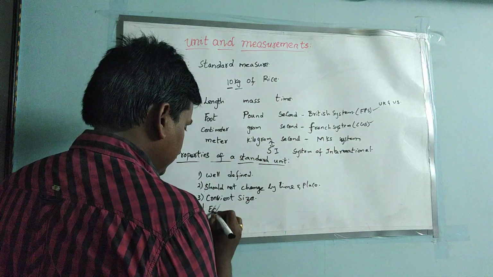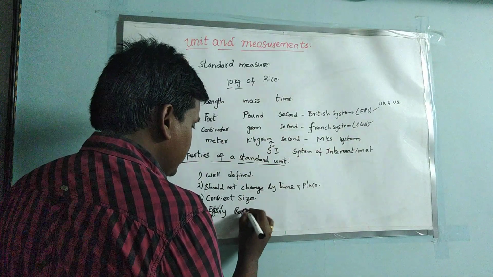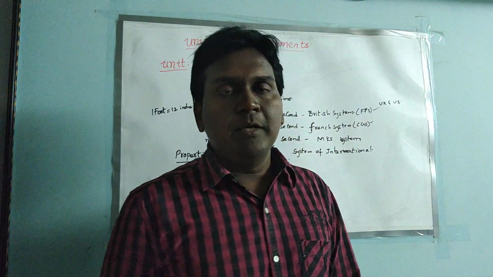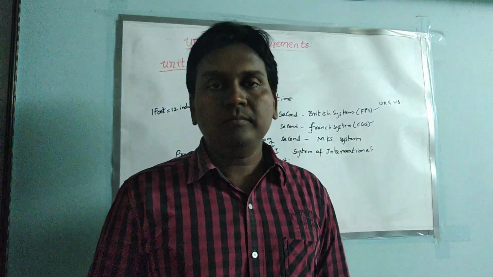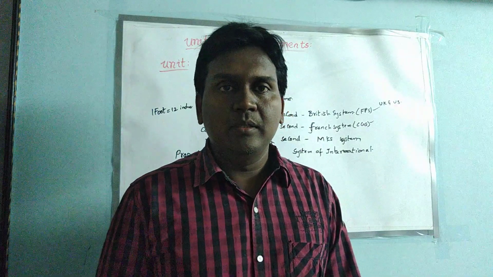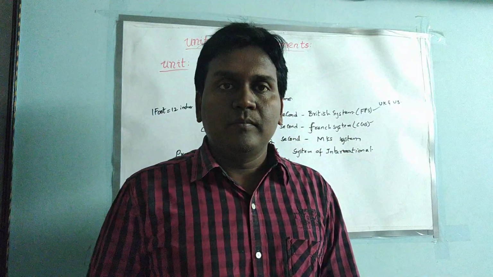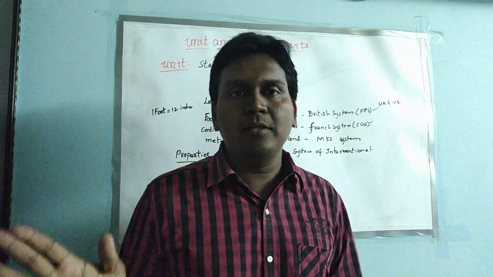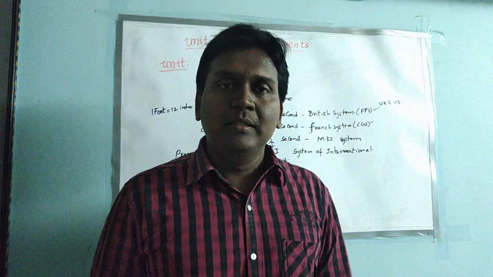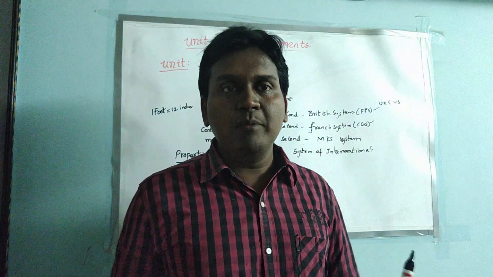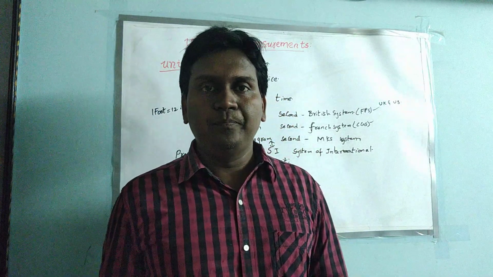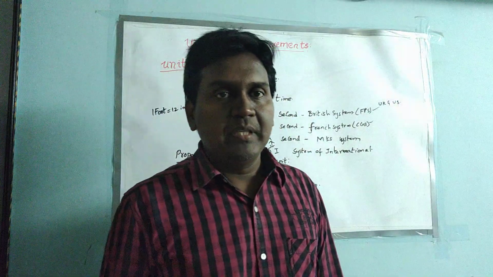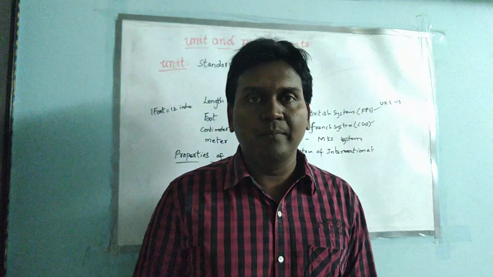And a unit should be easily reproducible. That means whatever measurement we are using, the same measurement should be available at another place also. For example, consider the meter in Calcutta, and the same measurement should be in Delhi also. Then we consider it easily reproducible. It should not change. It is easily reproducible everywhere.